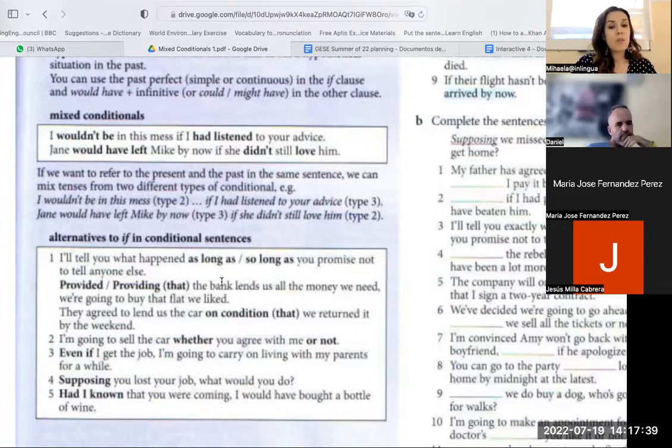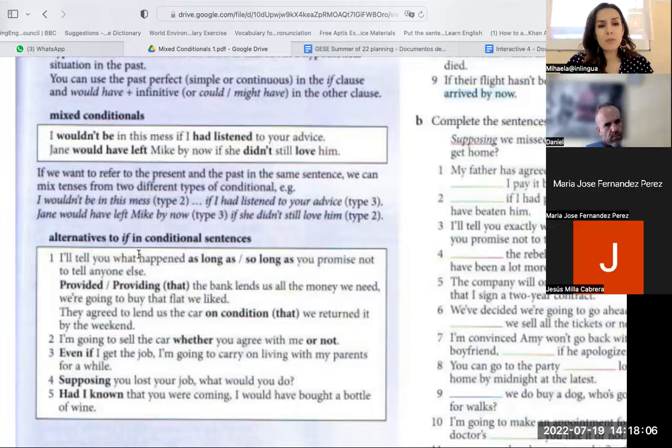I'll tell you what happened as long as, or so long as you promise not to tell anyone. This is a first conditional, okay? You only pay attention to the fact that you don't necessarily use if, you can use other connectors. Provided or providing that the bank lends us the money we need, we're going to buy that flat we liked. Again, a first conditional. It sounds very fancy because it has provided or providing.